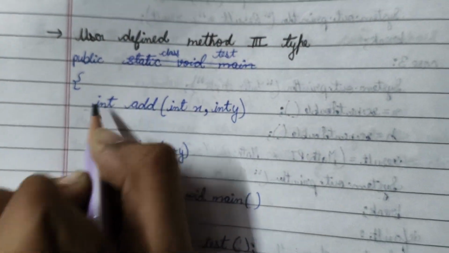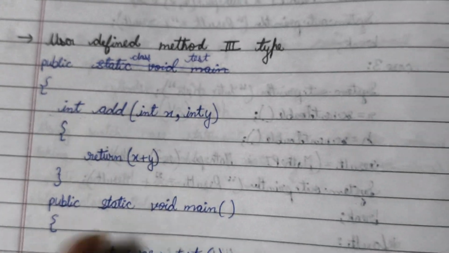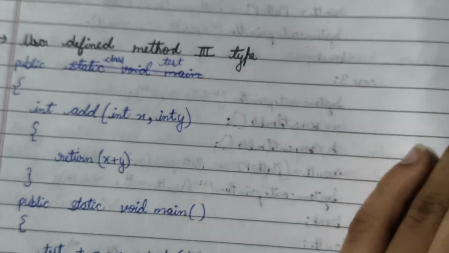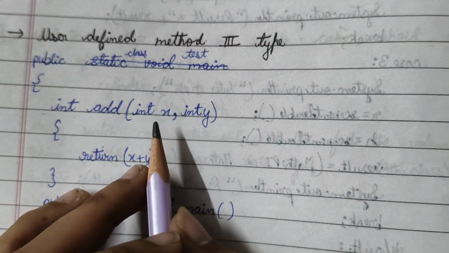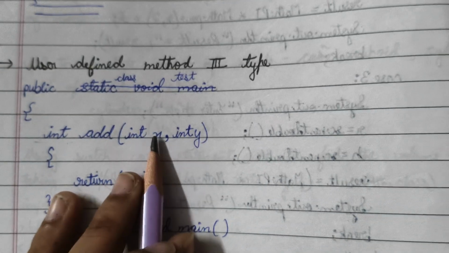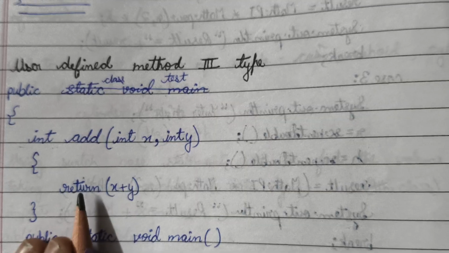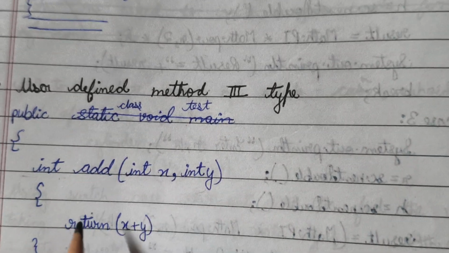But here we are having the return type. In previous examples we were just declaring the values in system.out.println, but here we will declare the values in return like this. We have to just show the addition of these two numbers. So first we will take the parameters like this and return.